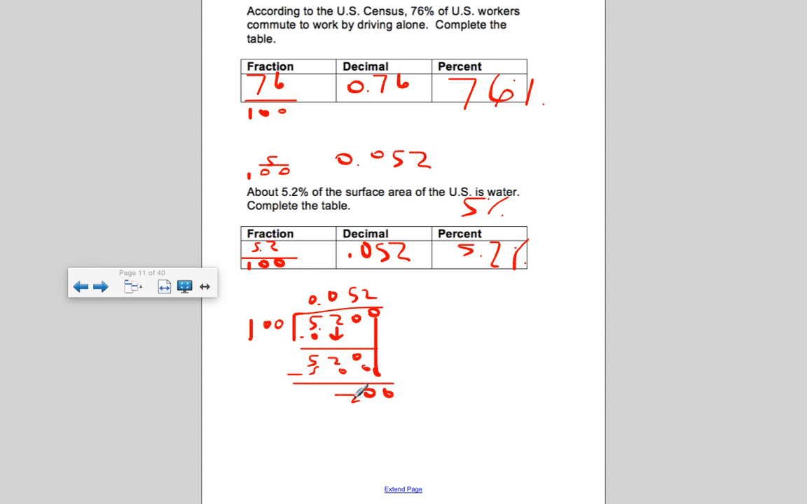Some kids prefer dividing it. That's the mathematical reason why we're doing it. Some people see, well, I'm dividing by 100, so I know it's going to be 2 places to the left. I prefer the estimating. I know 5 and 2/10 is about 5%, so I write it as a decimal, and I put the 2 in the thousandths place.